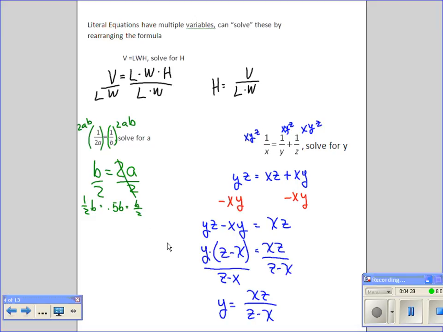Our third example here has got a little bit of a trick to it. Our LCD is xyz, so we can still clear fractions, but we're solving for the variable y. And you can see after we clear fractions that the y is in two different places in our equation. So what we're going to do first is get both terms with y on the same side of the equation. They won't combine because they're not like terms. But once we have them on the same side of the equation, we can factor out the common y and get y times z subtract x equals xz. And we can divide both sides by the z subtract x to isolate the y.